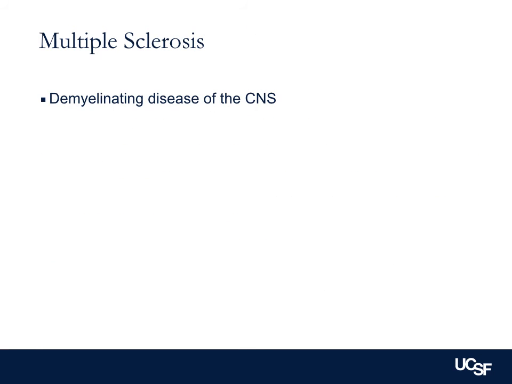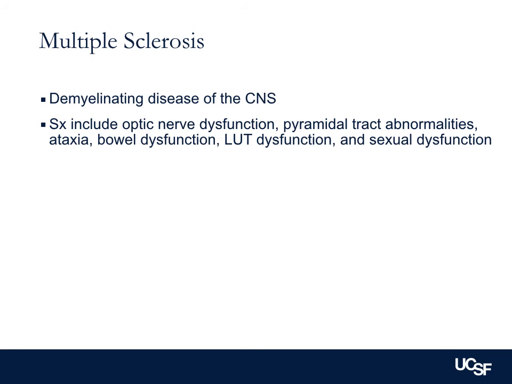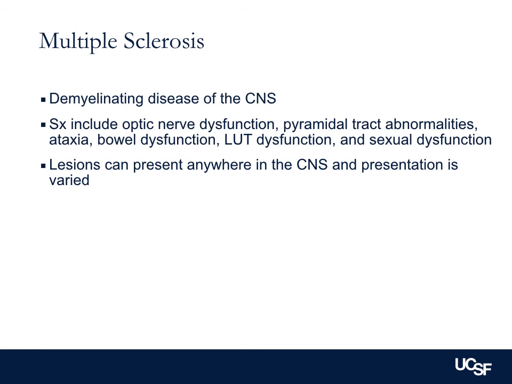Multiple sclerosis, this is a demyelinating disease of the central nervous system. Symptoms include optic nerve dysfunction, I'm having trouble saying this, pyramidal tract abnormalities, ataxia, bowel dysfunction, lower urinary tract dysfunction, and sexual dysfunction. Lesions can present anywhere in the central nervous system, and presentation is varied.